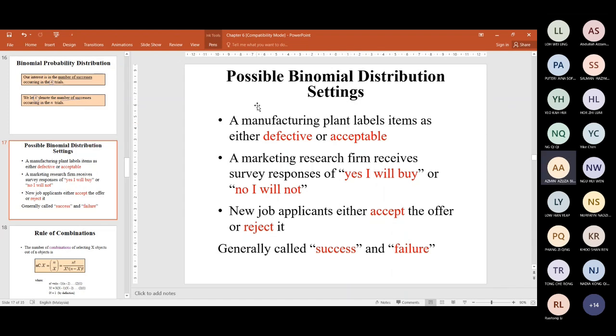These are just some of the possible outcomes. For example, for a manufacturing plant, we have either defective or acceptable. For marketing research response, we have either yes, I will buy, or no, I will not buy. For job applicants, we have either accept or reject the applicant. So in general, we just call it success and failure.